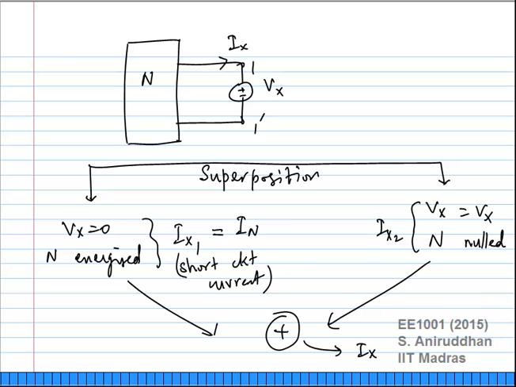What happens when you set Vx equal to Vx and null everything else? How do you find out Ix? Again, if I null everything else, I can find out the resistance. I'll call it Rn. What is this Rn? It is the resistance across 1, 1 prime of the network N after all its sources have been nulled. Note that that is the same as the RTH we found out earlier. It has to be. It's the same network for which you are finding out Rn.